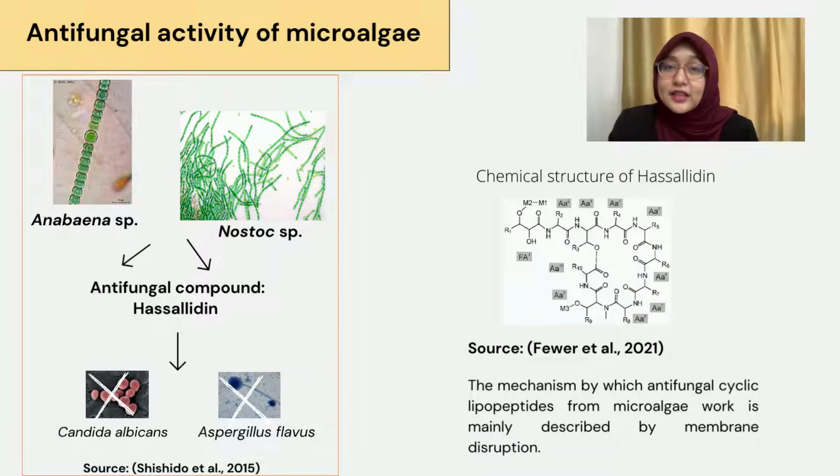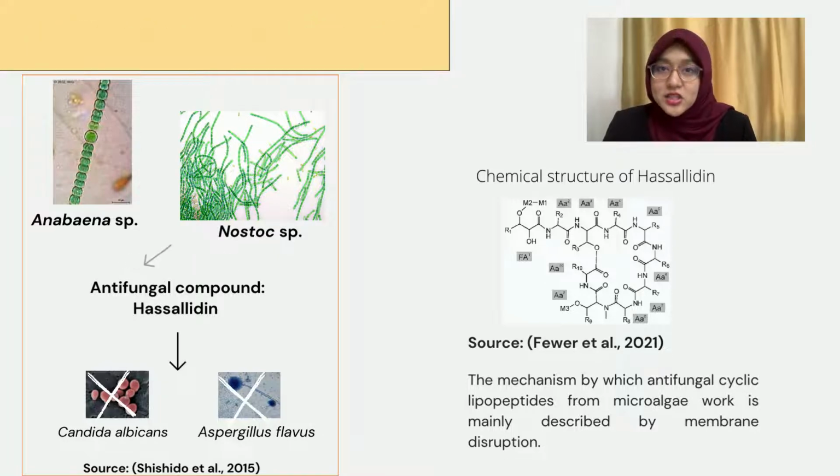The next important literature is the antifungal activity of microalgae. The antifungal properties of microalgae have been associated with cyclic lipopeptides called hassallidin. A study revealed that Anabaena species and Nostoc species produced the antifungal bioactive compound called hassallidin, which inhibited Candida albicans and Aspergillus flavus growth. The mechanism by which antifungal cyclic lipopeptides from microalgae work is mainly described as membrane disruption.